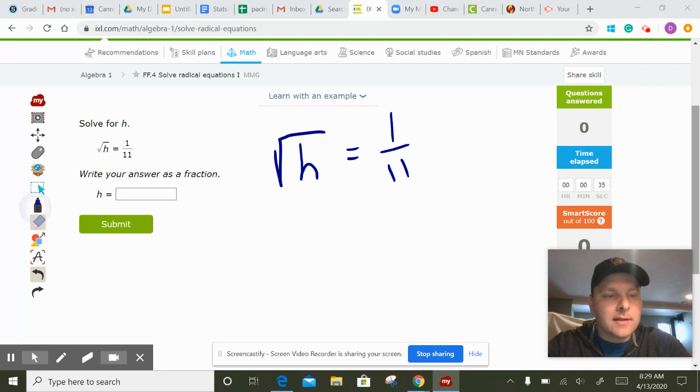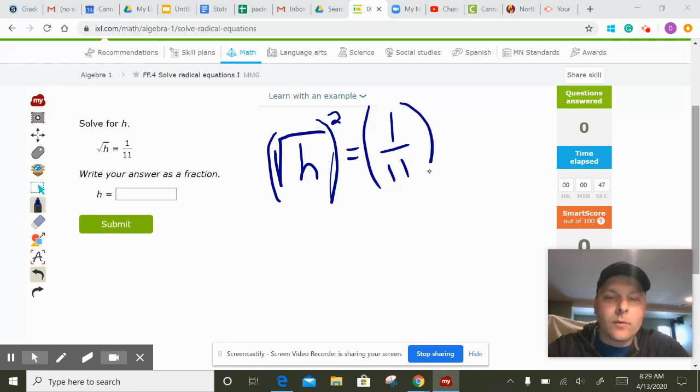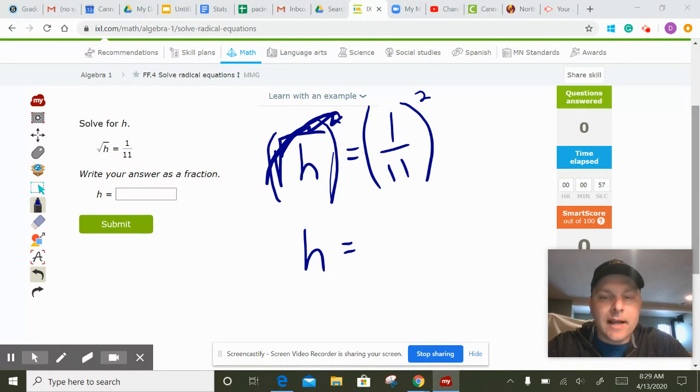It's just an example of what you would need to do here. This one we can go right to kind of getting rid of this square root symbol. So we just talked about how to get rid of that. To get rid of that, we need to do this side to the second power. But remember, when we're solving equations, if you do something to one side, we need to also do the same thing to the other side. So we do this to get rid of that, right? It undoes it. So we have h equals, and 1/11 to the second power means 1/11 times itself, right? 1/11 times 1/11, which is 1 over 121.